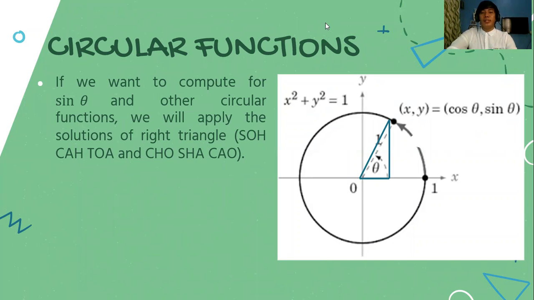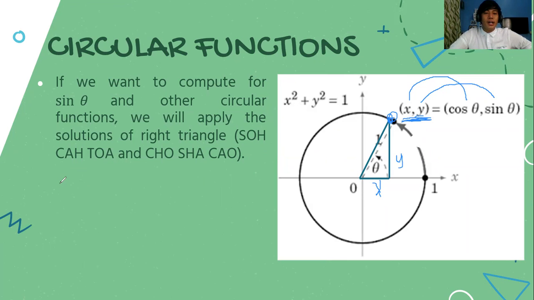So again, let me label them x, y, and observe that there is a point on the unit circle represented by x, y on the Cartesian plane. We call this one the trigonometric point. The trigonometric point is actually represented by cosine for the x value, and for the y value, it is represented by sine. How did we get that theorem?